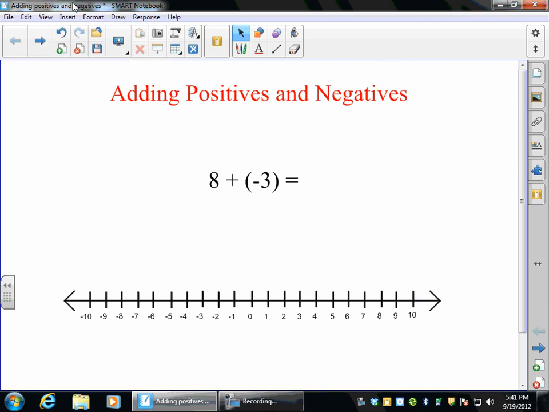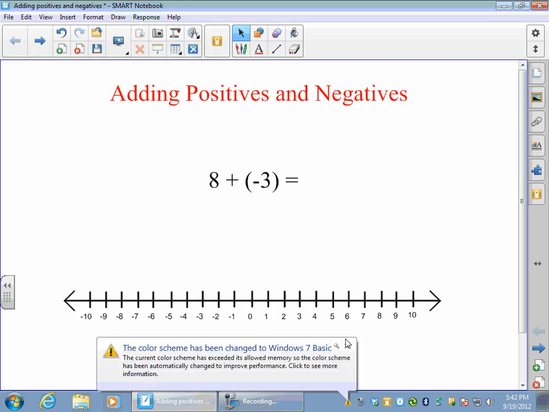Okay, so today what we're working on is adding positives and negatives. This is really the first one that some people will start to get a little confused on, and you're going to see why when we get to the actual rule of it. But if we start again, just like we did with the other ones with the number lines, and look at what's actually happening with these numbers, it should really help us to build up to that rule that we're going to use.